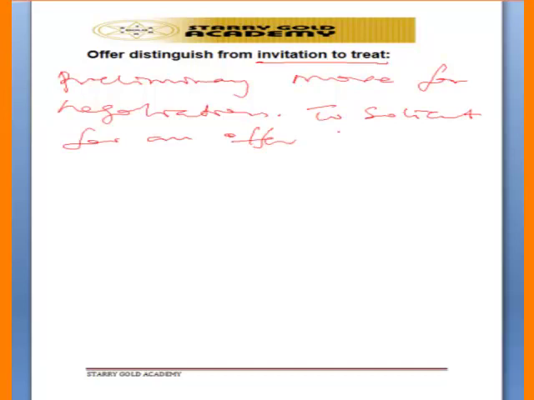It is just a preliminary move in negotiation, which may at the same time lead to a contract. So it is an offer to receive. We call it an offer to receive offer. So that is what we call invitation to treat. An example of invitation to treat, we have display of goods at the shop.